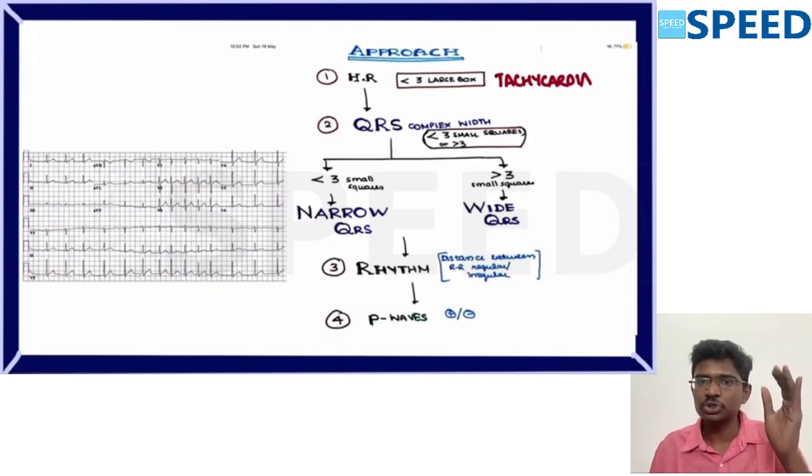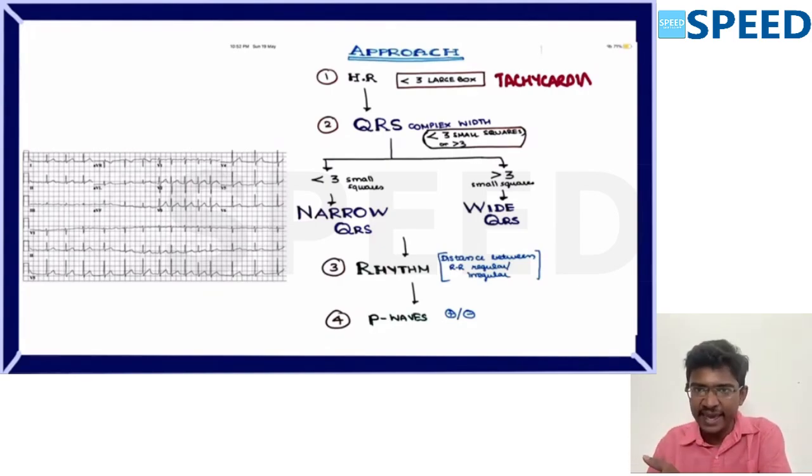For this, you should check the width of QRS. If it is occupying 3 or less than 3 small squares, then it is a narrow QRS tachycardia. If it is occupying more than 3 small squares, then it is wide QRS tachycardia. Next step is to check for the rhythm, whether the distance between RR intervals is the same or whether it is varying, regular or irregular. Next, check for the P waves, whether they are present or absent.